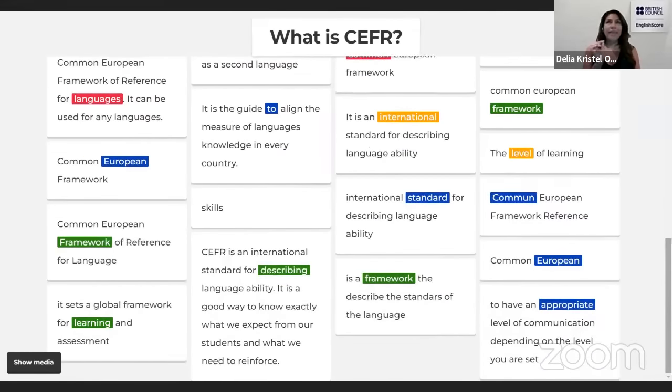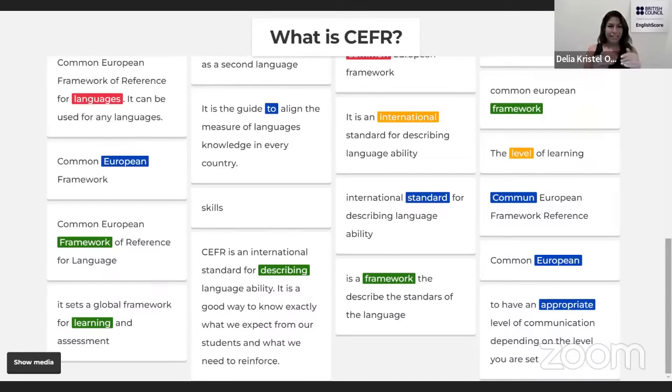Something important that maybe we have to clarify is that CEF does not measure. CEF only establishes what the abilities are. CEF describes the learning that we need to achieve to be at a certain level of English. If we want to measure that, we need different software or different organizations like the British Council to measure that language.